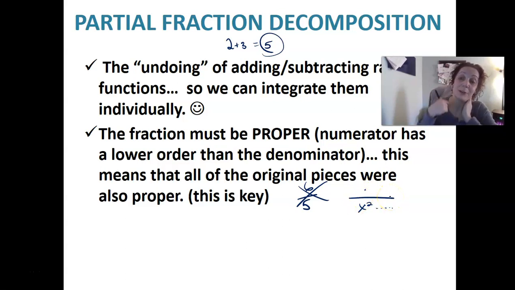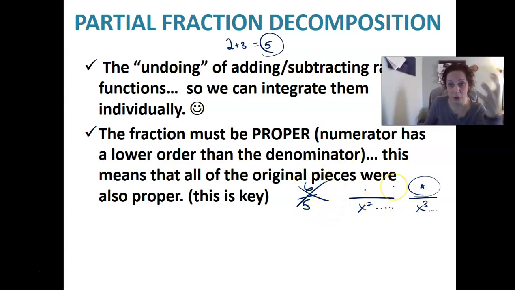I need my numerator to be lower order. If I have an x to the third polynomial down here, then I need this numerator to either just be numerical, first order, or second order. Okay? This is really, really important. If you don't start on this premise, then the whole method of partial fraction decomposition falls apart. You'll see why when we get to it. But you have to have a function that is in proper form. Now, if it's not in proper form, you learned something in Algebra 2 called polynomial long division.